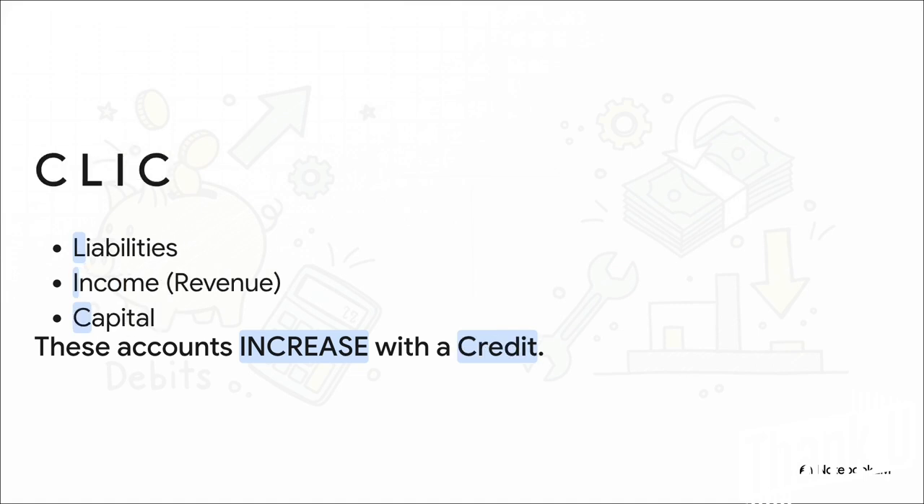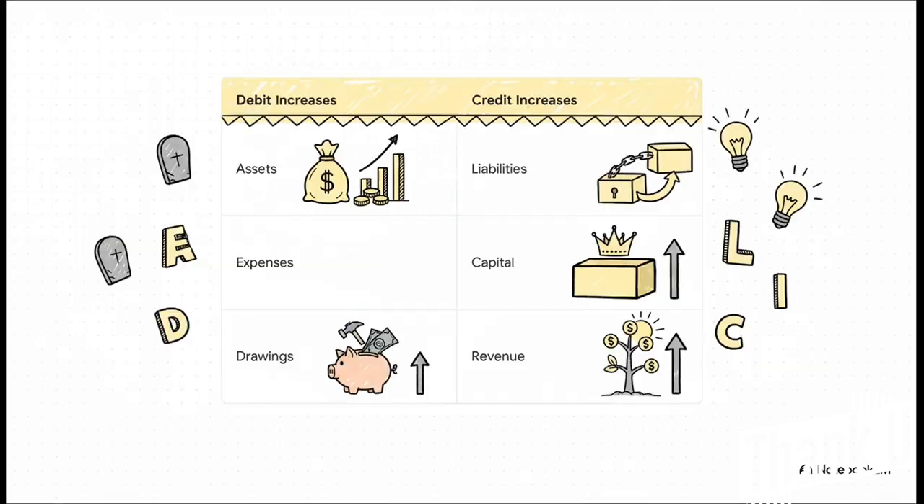And what about the other half of the equation? Well, that's CLIC. This stands for credit, liabilities, income, which is just another word for revenue, and capital, which is another word for equity. And all of these accounts, they increase with a credit. So let's put it all together, right here, nice and simple. The accounts that increase with a debit are your expenses, assets, and drawings. DEAD. The accounts that increase with a credit are your liabilities, income, and capital. CLIC. That is it. That is the entire system of debits and credits in 2 little words.